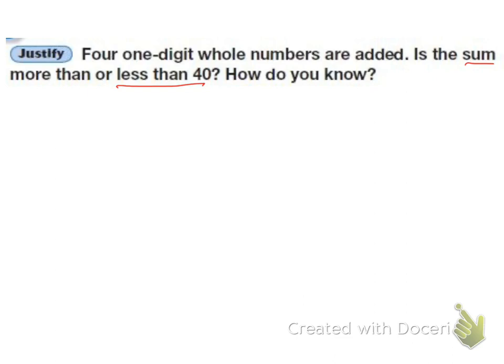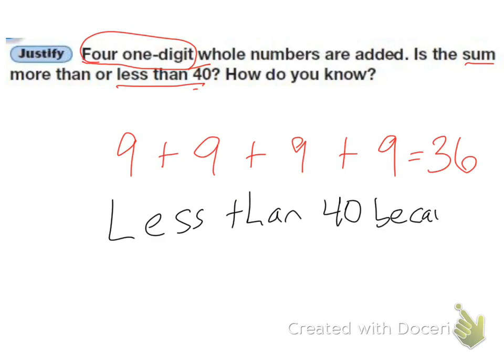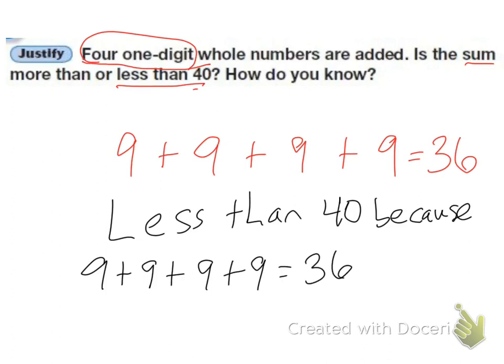We do know the sum is less than 40 because even if I have 4 nines, 4 nines added up only equals 36. So there's no 4 one-digit numbers I can add up to get more than 40. Okay, so I know the answer on this one would be that it would be less than 40 because 9 plus 9 plus 9 plus 9 equals 36, and there's no bigger number than 9 for a single digit.